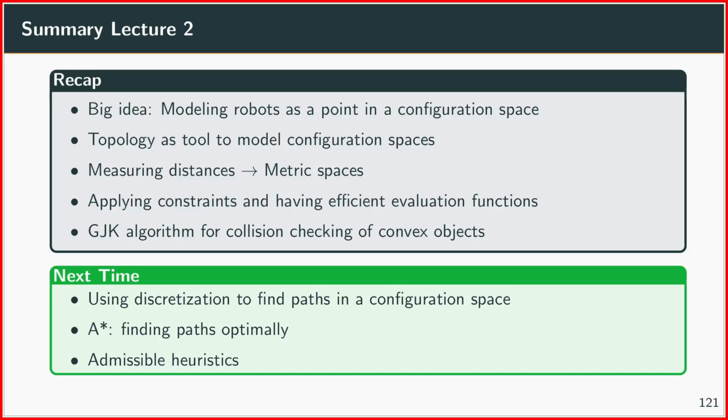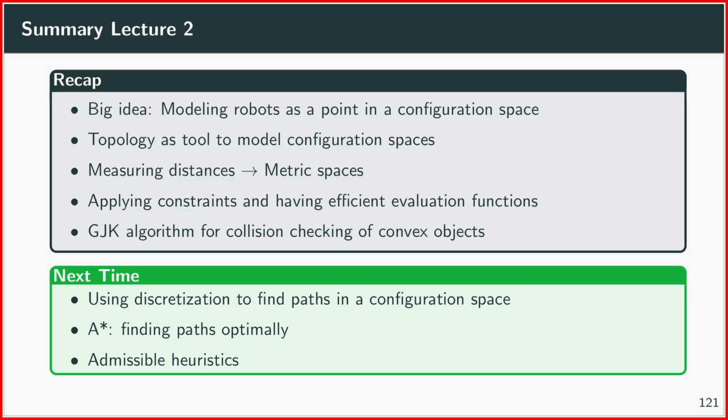We started with this big idea of modeling robots as points in configuration space. This idea from Tomás Lozano-Pérez is really at the heart of motion planning, the most fundamental idea in motion planning. Then we talked a little bit about topology as a tool to model configuration spaces, how you can take an arbitrary robot, analyze all its joints, and transfer it to a mathematical space. Then we talked about distances, how you can apply a metric on those configuration spaces, which measures distances.